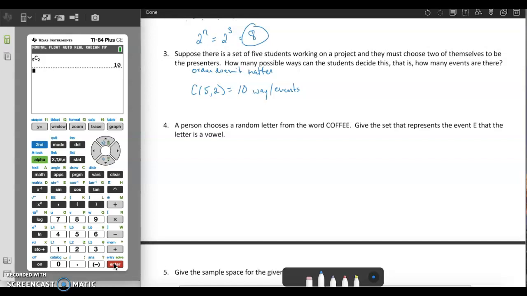Okay, let's see. A person chooses a random letter from the word coffee. Give the set that represents the event E, the letter is a vowel. Okay, so this is going to be a subset. And again, event is just a subset. So the elements or sample points that I write in here have to be vowels. So there's an O and there's an E. And again, we don't write them more than once. So that would be my entire subset or my entire event.